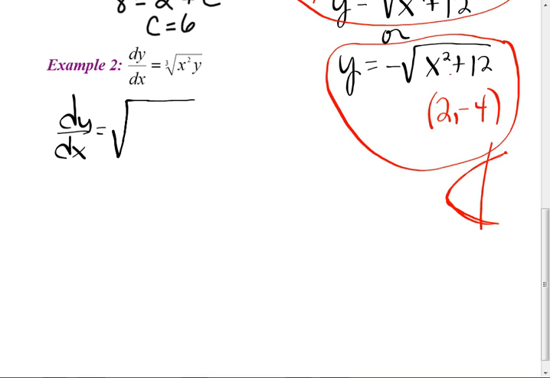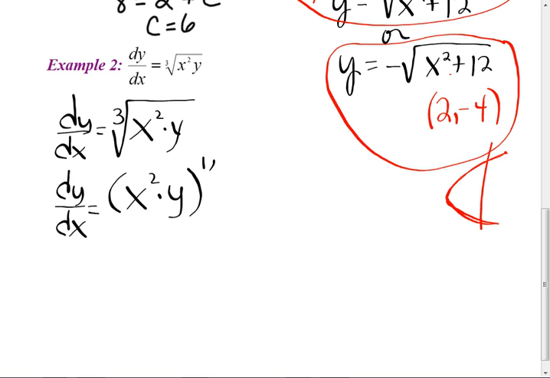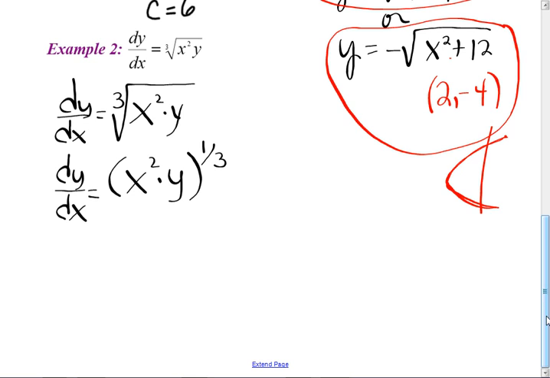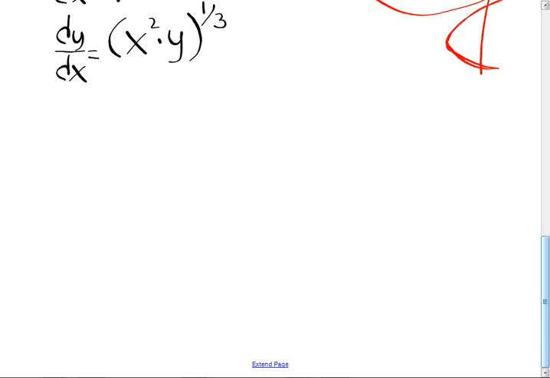It's the cube root of x squared times y. We need to separate that. So the first thing is, I don't like the radical. So why don't we make that a fractional exponent? So dy dx is equal to x squared times y to the 1/3 power. Can I distribute that exponent across multiplication? Not addition, but multiplication. Yes, you can. So you want to separate those x's and y's. And right now, they're connected because they're in that parentheses, and I don't want that. Pardon?